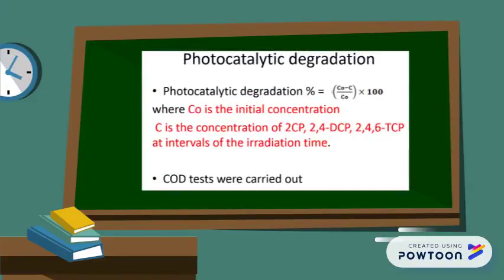The photocatalytic degradation will be calculated using this equation, C0 minus C over C0, where C0 is the initial concentration and C is the concentration of 2-chlorophenol at the interval of irradiation time. The COD test will be carried out to determine the chemical oxygen demand.